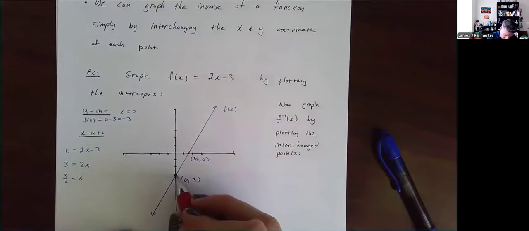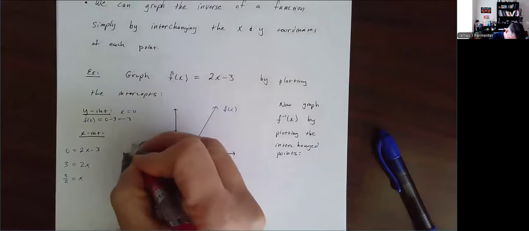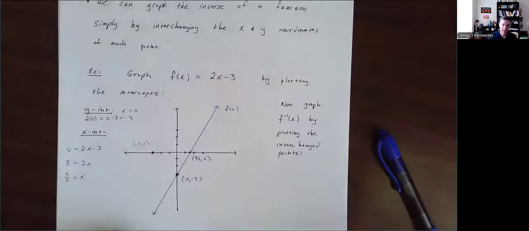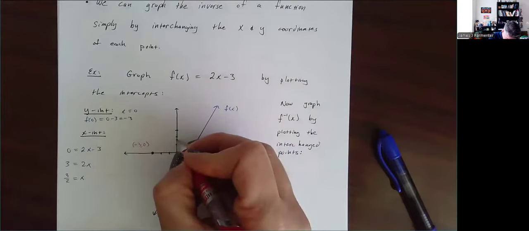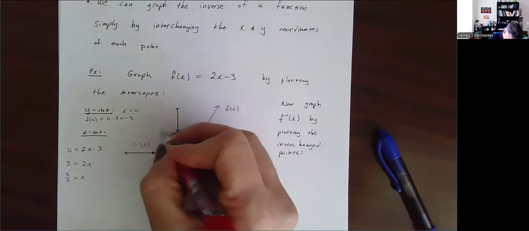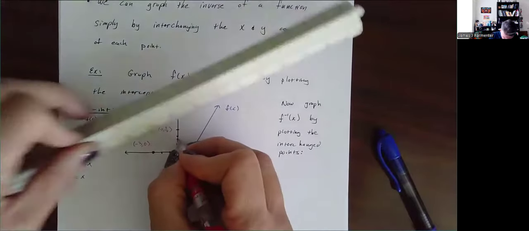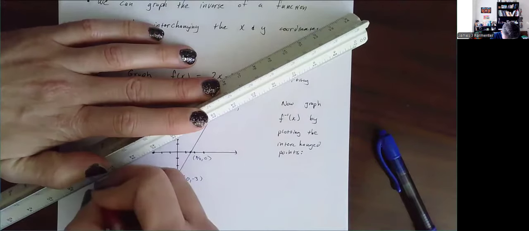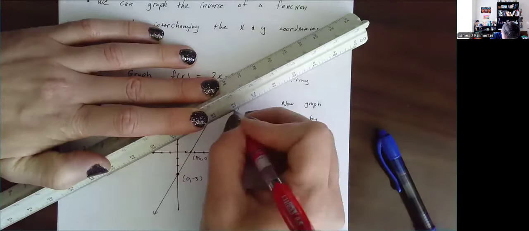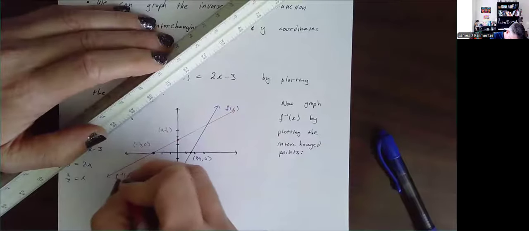So instead of (0, -3), I'm going to get (-3, 0). Right? Interchanging the x and the y. Instead of (3/2, 0), I'm going to get (0, 3/2). Sorry, the labeling here is a little off. And I'm going to graph that line. And there is my graph of f inverse of x.